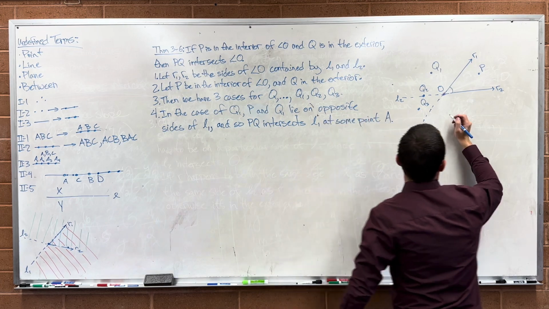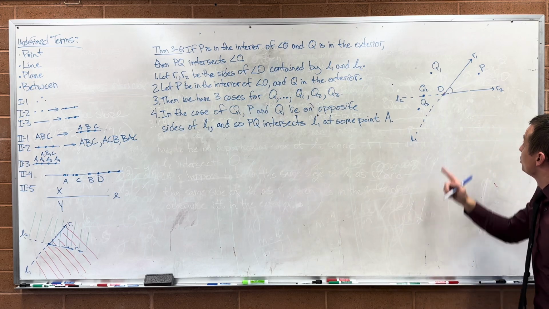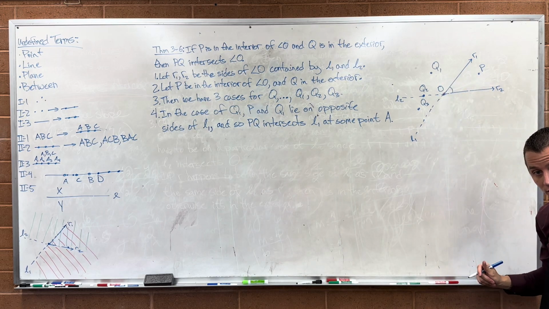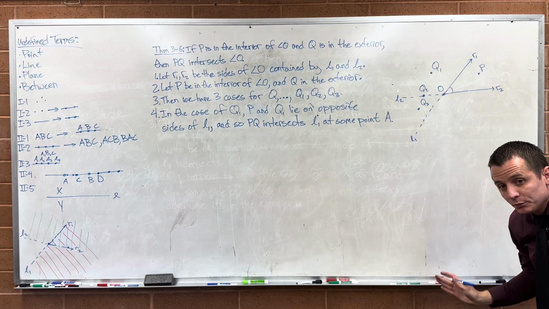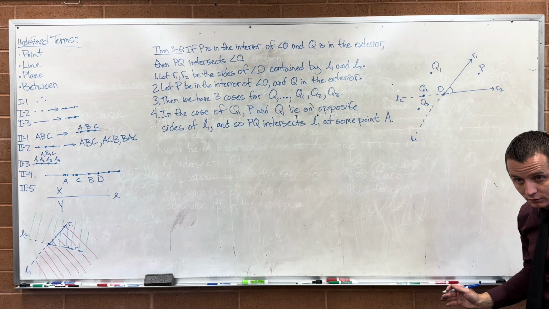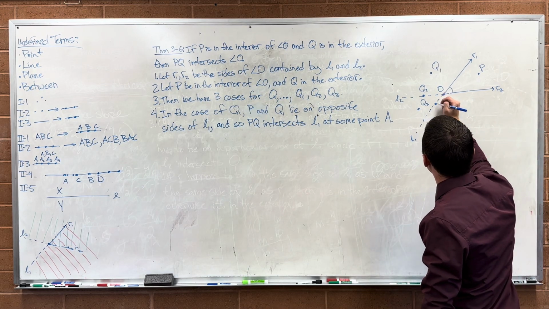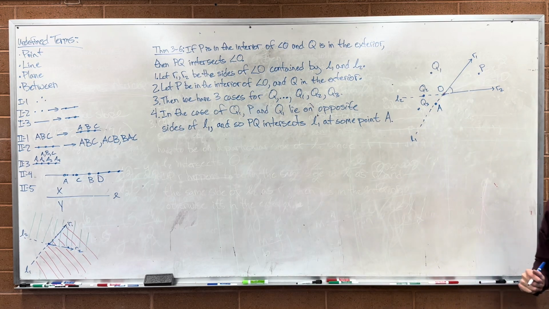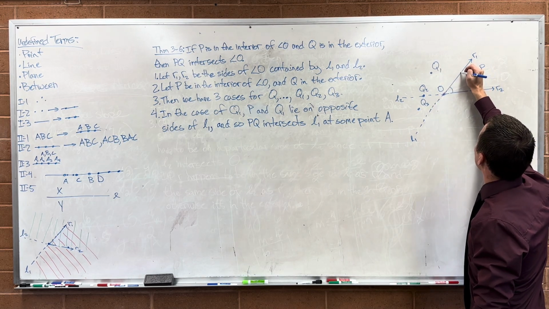I know there's some point A on L1 between Q1 and P. Q1 and P are on opposite sides of L1, so there has to be a point on L1 between them, call it A. Wait, that's between what? Yeah, okay. So you know that A should lie somewhere right there, right?